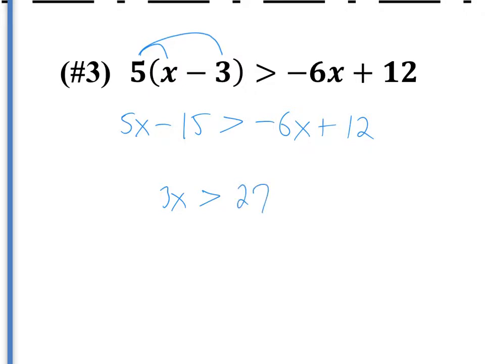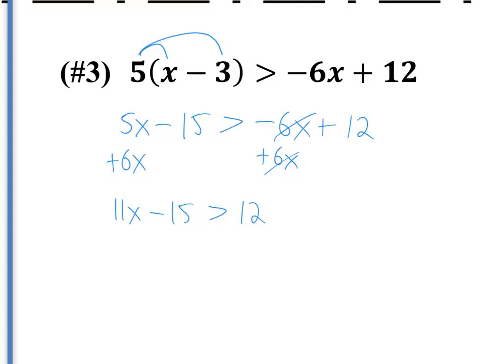So just think about what you're trying to do, and then you can solve it any way you want, but just make sure that you try to get the x's on one side and all the constants to the other side. I like to end up with positive x's, so I'm going to add 6x to both sides here to cancel these 6x's. 5x plus 6x is 11x, minus 15 is greater than 12.